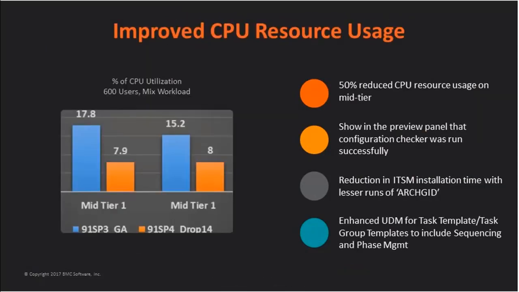As part of this release, also we've managed to reduce the CPU resource utilization on the mid-tier by about 50%. So that was a significant improvement over where we were. So we're making forward progress on resource utilization. We continue to do that across the board.